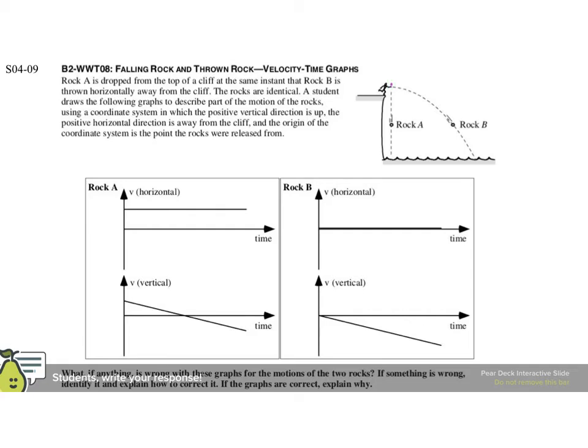What we have is plus y that way, plus x that way. So what, if anything, is wrong with these graphs of the motion of three rocks? If something's wrong, identify it and explain how to correct it. If the graphs are correct, explain how you know. Take a second or two, pause the video, and then come back and we'll talk about it.